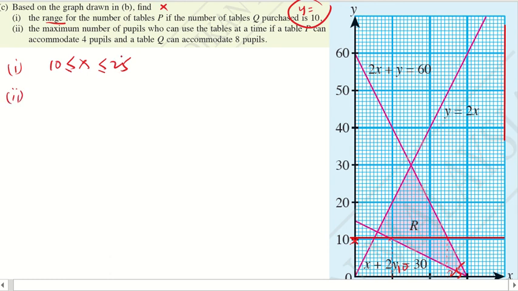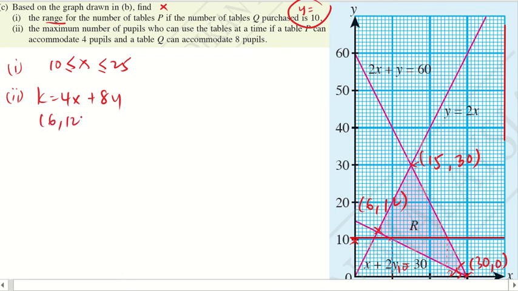Now we go to the second one. The maximum number of pupils who can use the tables at a time, if a table P can accommodate 4 pupils and table Q can accommodate 8 pupils. P is x, so it's 4x. Q is y, 8y. So you get your objective function, K equal to 4x plus 8y. The first step is to get the objective function. Then the second step, the coordinates. What are the 3 coordinates? First one is 6, 12. Second one, 30, 0. And the third one, 15, 30.